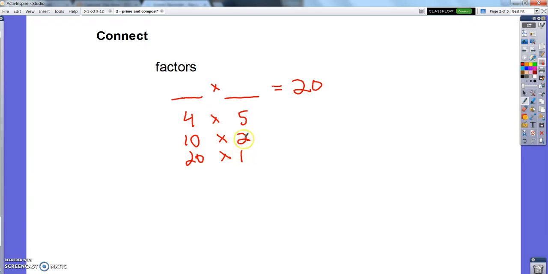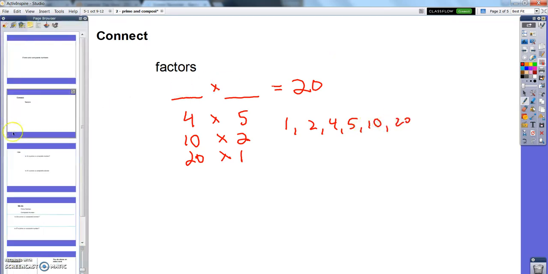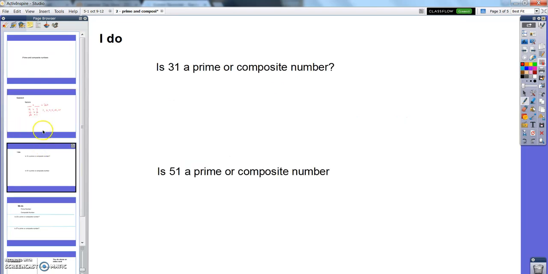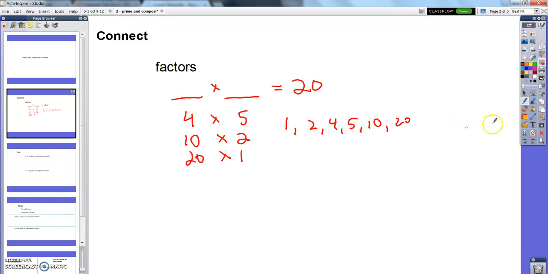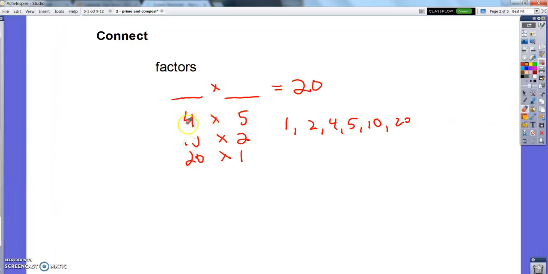See, I tried 1, I tried 2, 3 is not, I tried 4, and then I'm back to a number I've already paired, so I'm done. So the factors of 20 were 1, 2, 4, 5, 10, and 20. So prime numbers and composite numbers are, so let's start with 20. I'm just going to give you some definitions here. So 20, I'm going to come back to 20 actually.